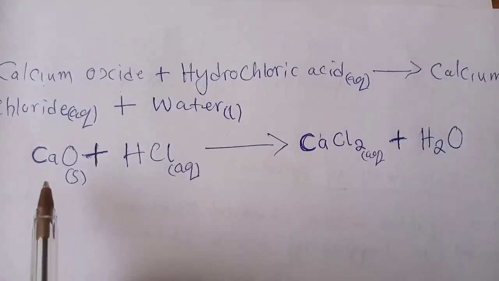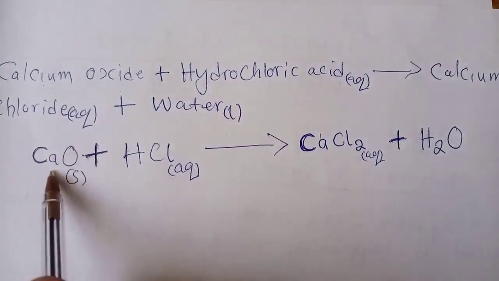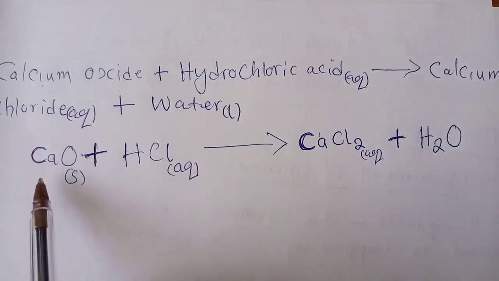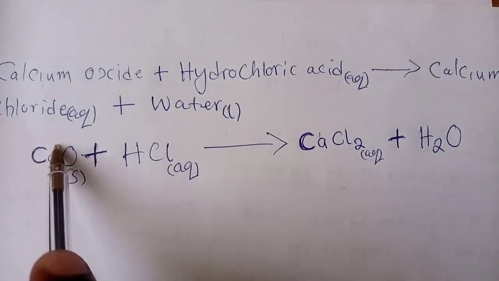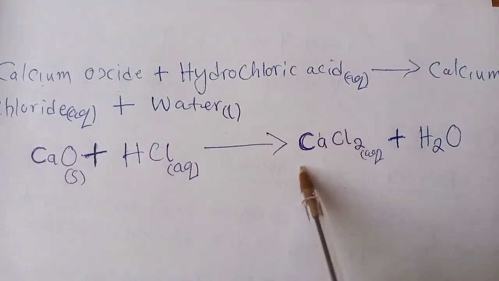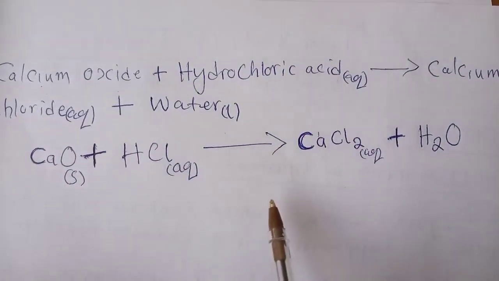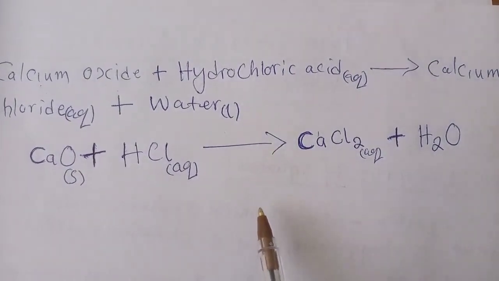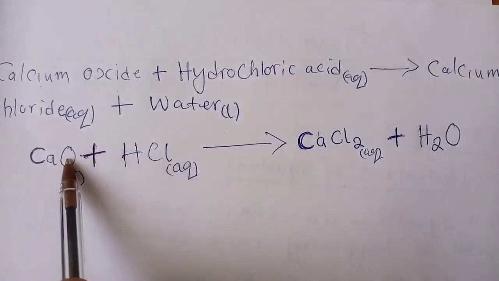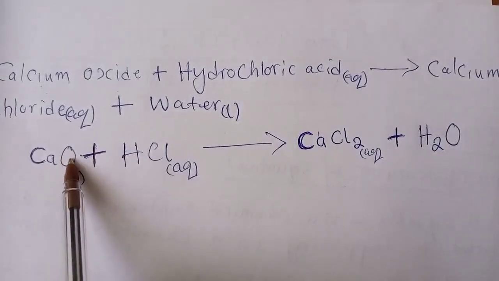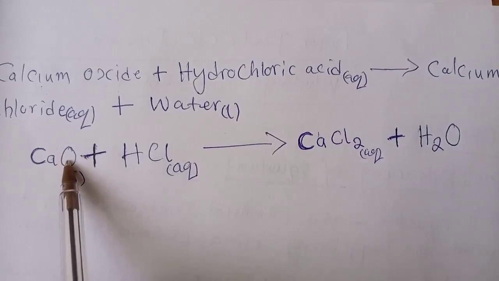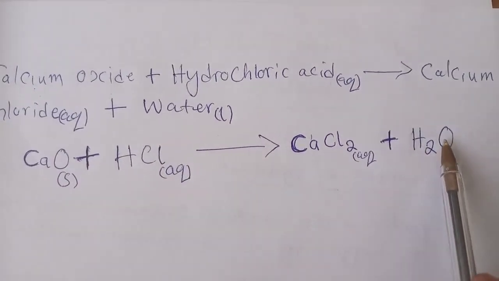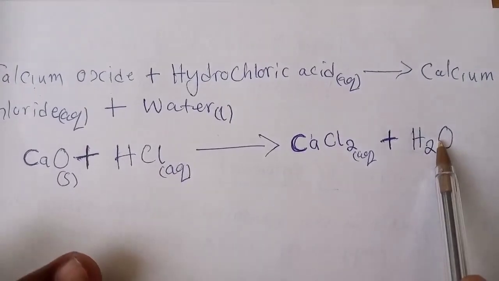You start by counting how many calcium atoms are on the left side. We have 1 here, and we also have 1 here. So that means calcium is balanced, like that. How about oxygen? Oxygen, we have 1 here, and on this side we have 1. Oxygen is balanced as well.